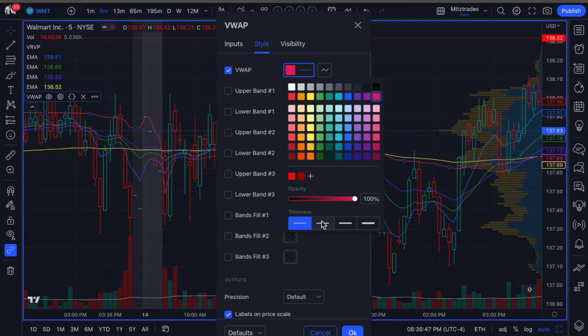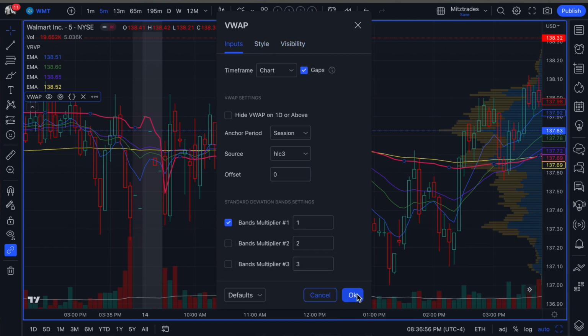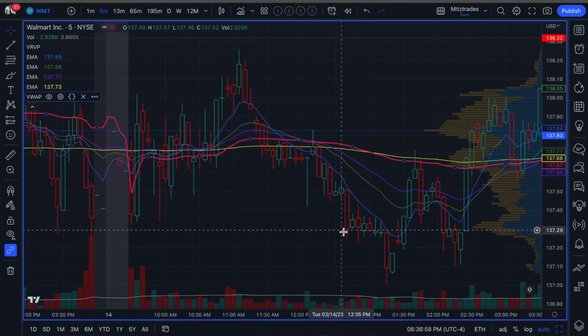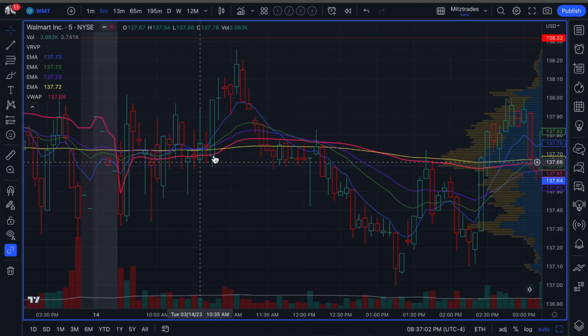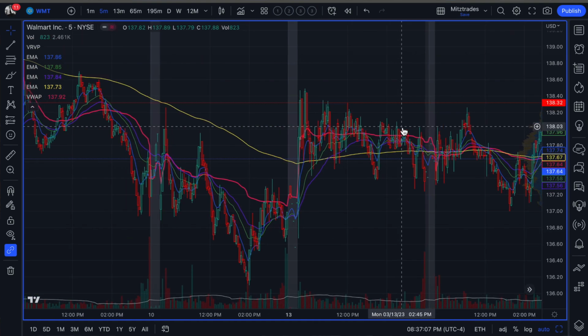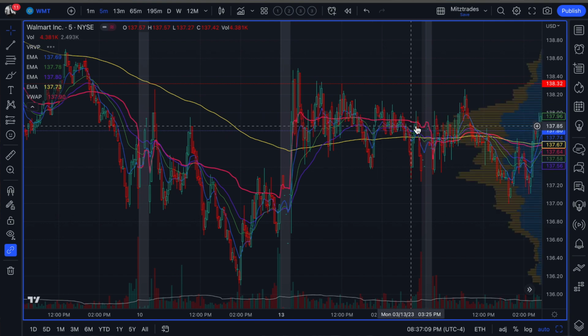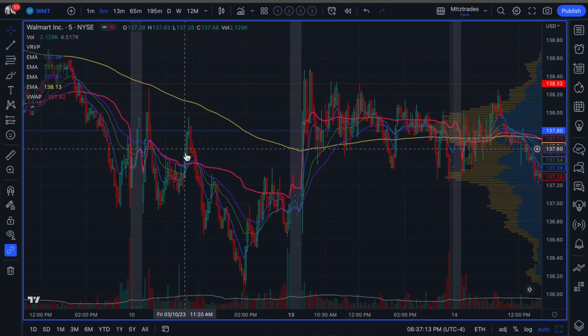The way the VWAP is calculated is by summing up the total value of all shares traded during a specific time period and then dividing that by the total volume of shares traded during that same time period. This results in an average price that takes into account both the price of the stock and the volume of shares traded. VWAP is commonly used by traders and investors as a benchmark to determine if a stock is overbought or oversold, and also strong or weak.